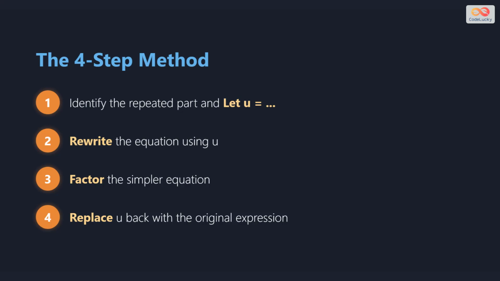We can break this down into 4 simple steps. First, identify the repeated part and set U equal to it. Second, rewrite the entire equation using U. Third, factor the new, simpler equation. And finally, step 4 is crucial. Replace U back with the original expression to get your final answer.